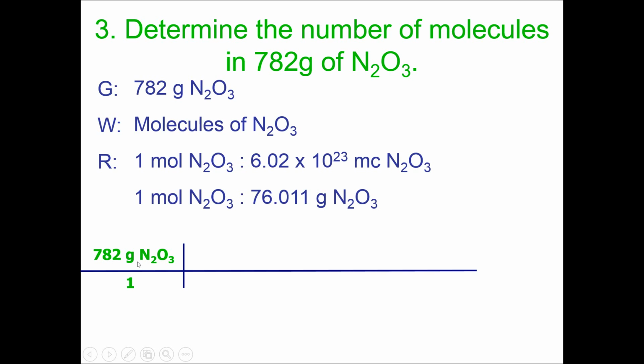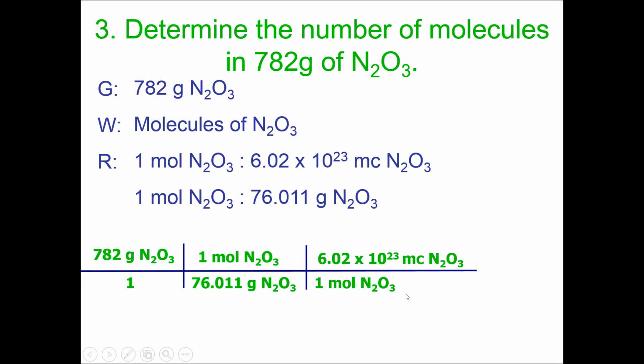I have grams in the given, so I need grams diagonal from that. So let's take this portion of the ratio and put it in the bottom. Put this at the top. It's the other side of the ratio. Diagonal from that, I'll take this other ratio, because I've already used this one up. Don't use it again. I've seen students accidentally use it over again, and you just go into this big whole loop thing. So 1 mole of N2O3 in the bottom, 6.02 times 10 to the 23 molecules in the top.